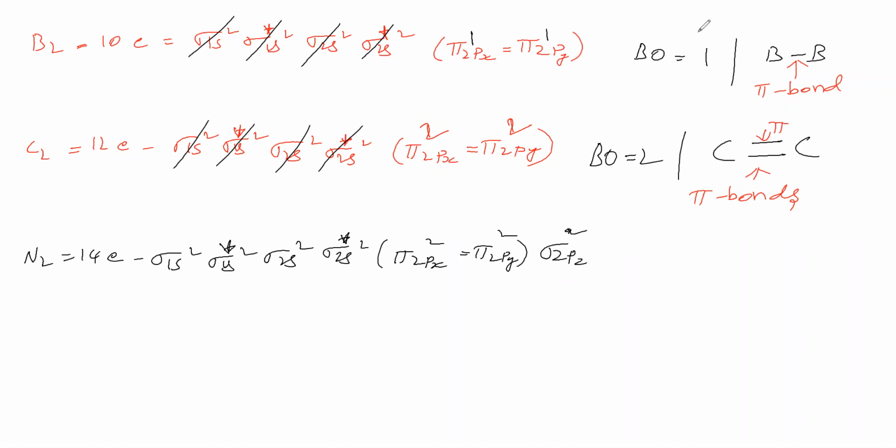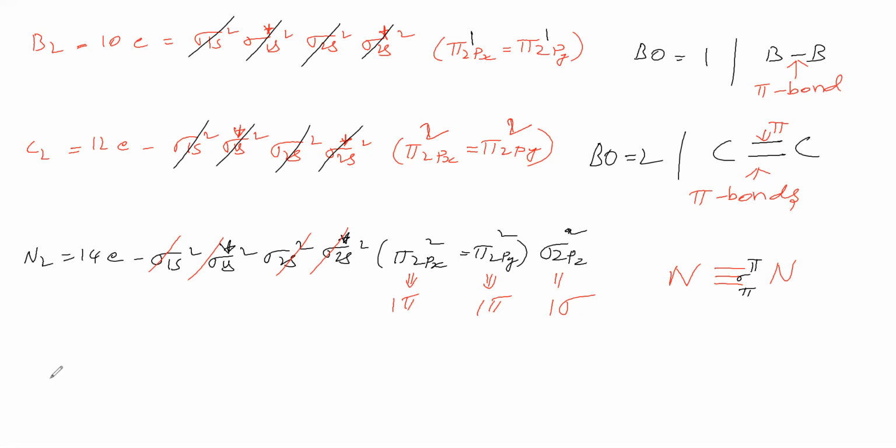Now we have to see the bond order. Sigma 1s and sigma star 1s cancel, sigma 2s and sigma star 2s cancel. Now the pi electrons are responsible for 2 pi bonds, and sigma 2pz is responsible for 1 sigma bond. Therefore in the N2 species, 1 sigma bond and 2 pi bonds are there. Nitrogen bond order is 3, a triple bond, 1 sigma and 2 pi bonds.